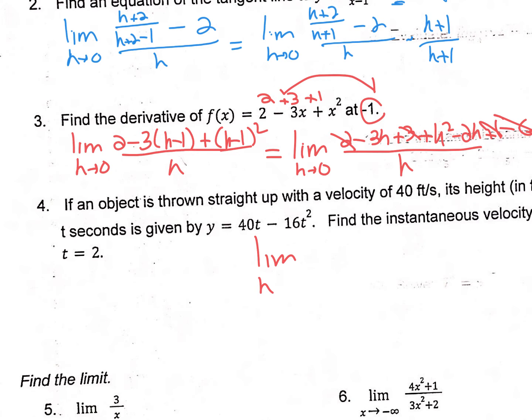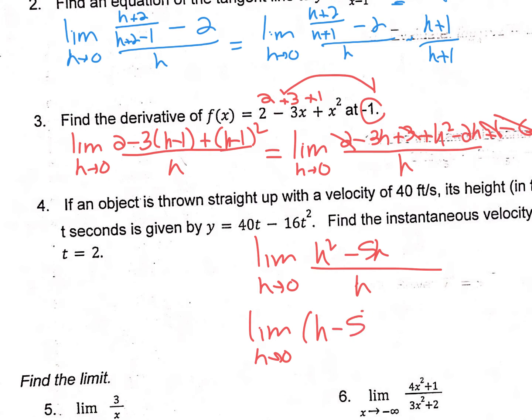So now I have this. I have the limit as h approaches 0 of h squared minus 5h all over h. I'm going to go ahead and cancel those h's. So I have the limit as h approaches 0 of h minus 5. Now I can plug in the 0 right there. So my derivative is negative 5. That's the derivative at the point negative 1.